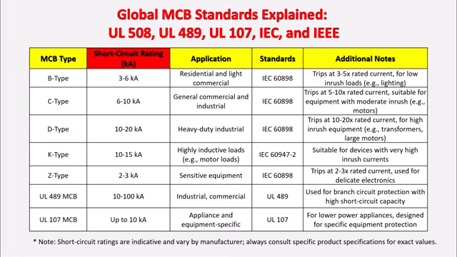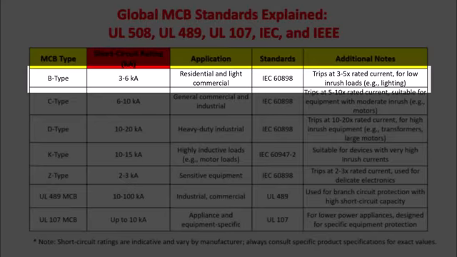Let's break down global MCB standards and types. MCBs are your first line of defense against electrical faults, and their type determines where they fit best. B-type MCBs trip at 3 to 5 times the rated current, making them ideal for low inrush loads like lighting in homes and light commercial settings. These follow IEC 60898 standards with a short circuit rating of 3 to 6 kA.